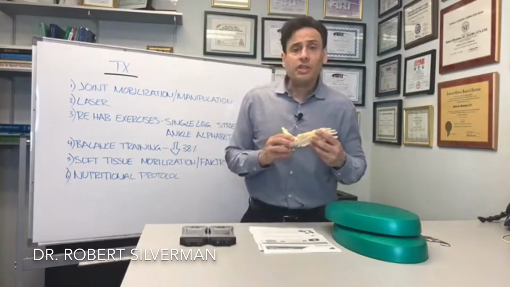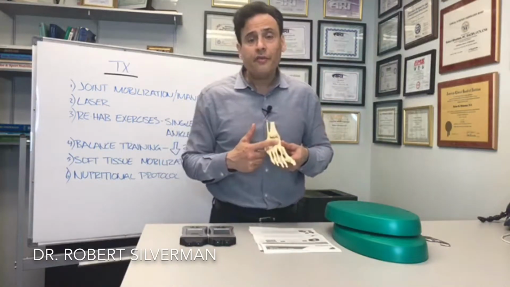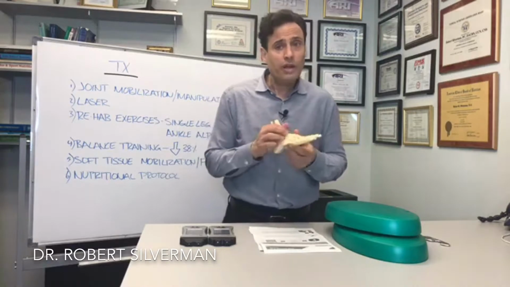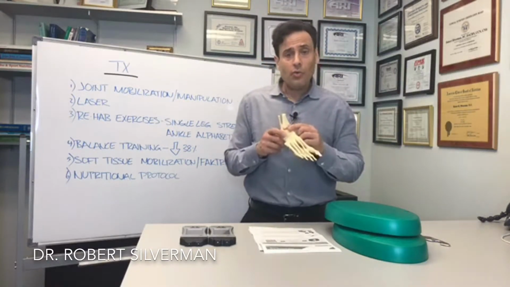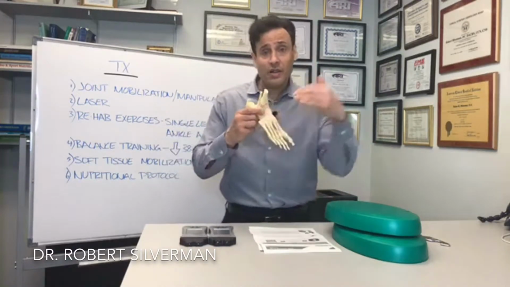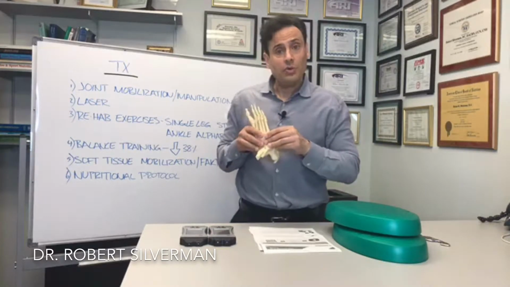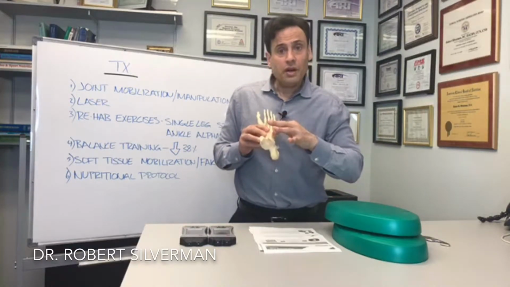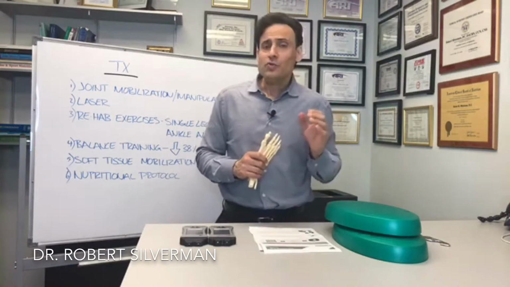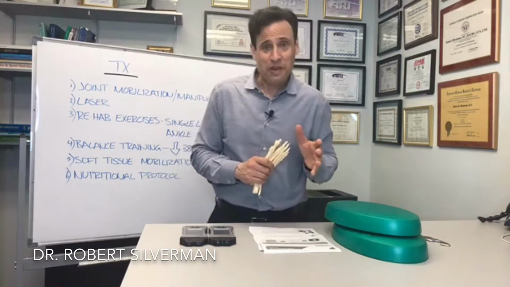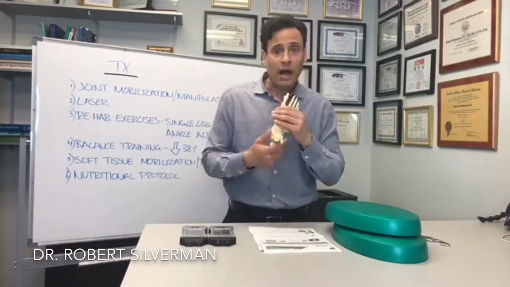Joint mobilization or joint manipulation. So when you look in here, you've got all these different metatarsal bones, you've got the cuboid. What happens is, right here, the talus, very commonly known as swan dive or talar dive. It gets stuck. So very commonly, chiropractors like to manipulate this bone, this joint, and open it up.